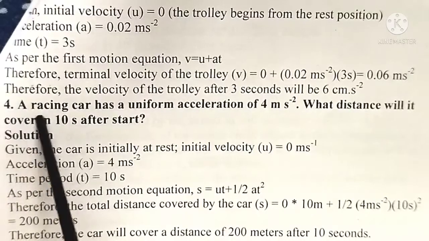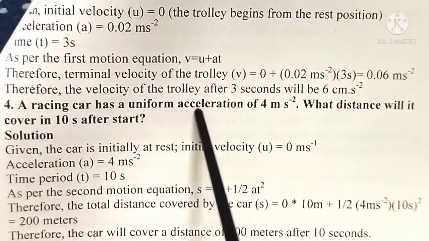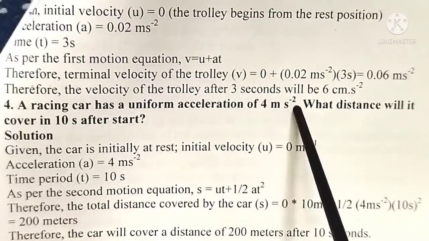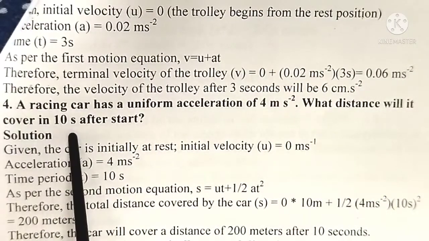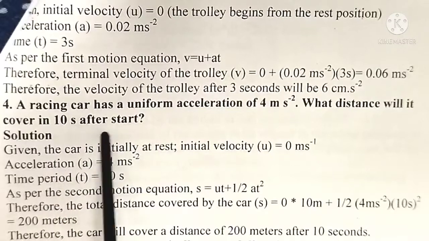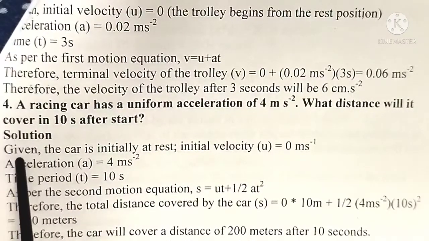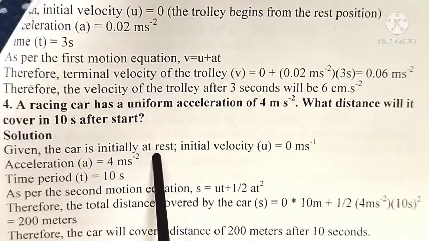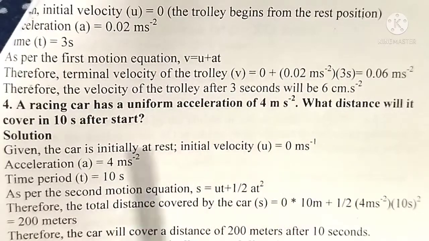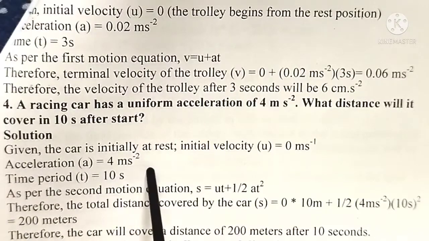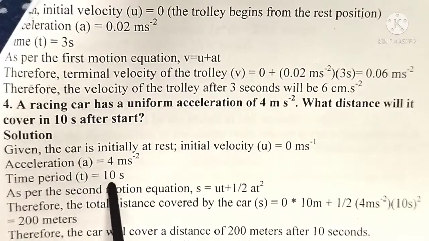Fourth one, a racing car has a uniform acceleration of 4 meter per second square. What distance will it cover in 10 seconds after start? Solution. Given the car is initially at rest, initial velocity u is equal to 0 meter per second, acceleration a is equal to 4 meter per second square, time period t is equal to 10 second.